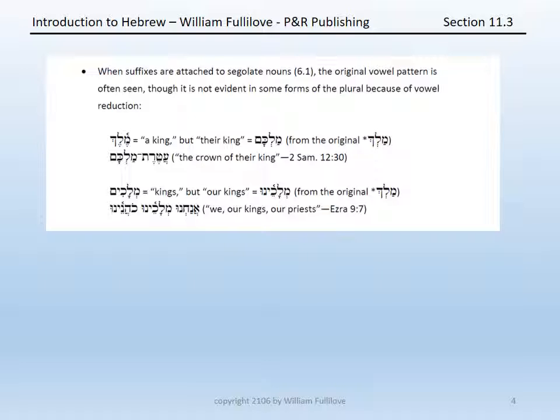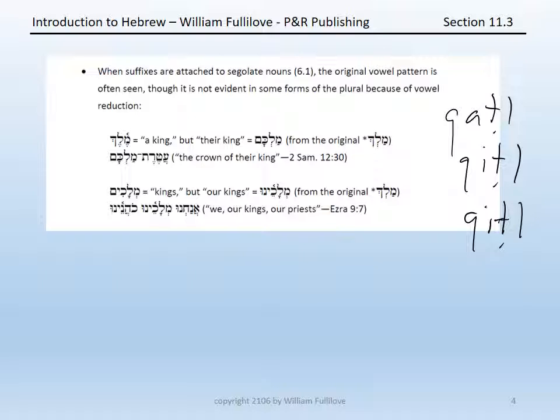Six additional notes are in order about the attaching of suffixes to nouns. First, when you attach a suffix to a segolate noun, again the type of noun we discussed in Chapter 6, Section 1, the original vowel pattern, katal, kittal, or kuttal, is often now evident again because of the change in the syllable structure of the word.